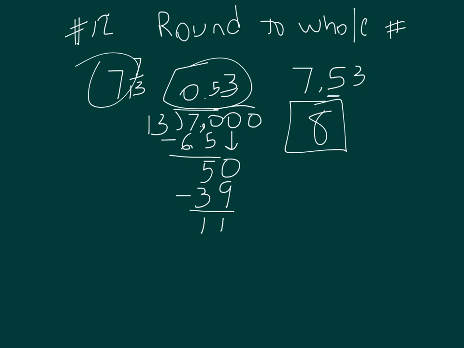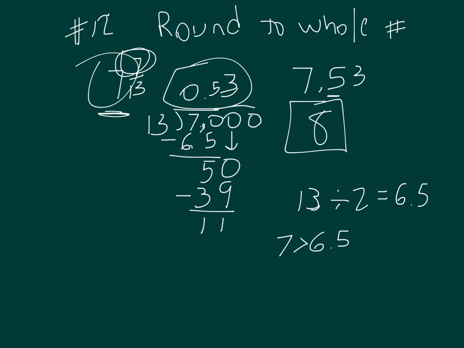If you take the denominator, 13, and you divide by 2, which most people should be able to divide by 2 in their head. Half of 12 is 6, so half of 13 would be 6.5, right? So if the number on top of the fraction is greater than or equal to 6.5, you're going to round up. Since 7 is greater than 6.5, we are going to round this up to the 8.